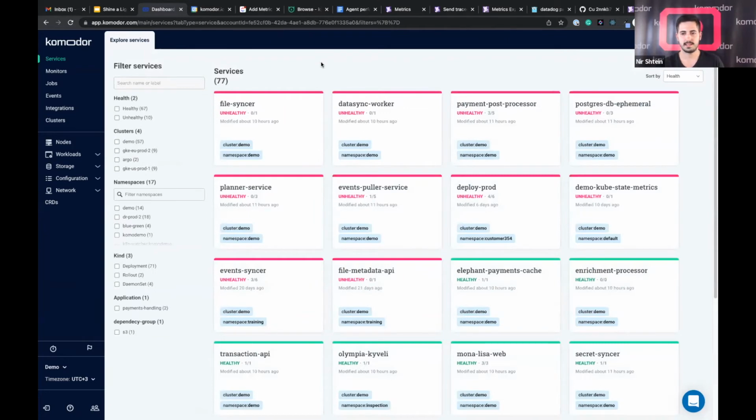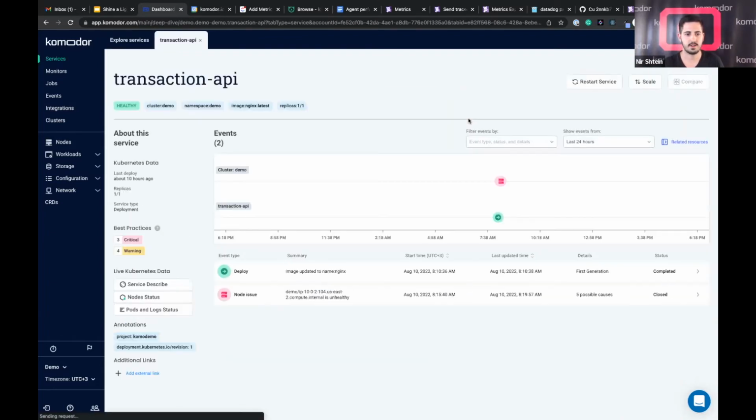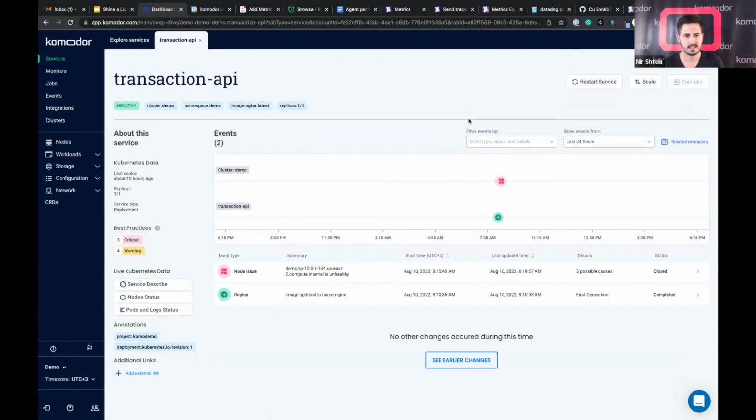So let's take a real-life example. My customer called me yesterday and told me that he had a problem with the transaction API service. So now I can filter to my transaction API service and deep dive into the service. I can see details about the service, some metadata like what the image is, what the namespace is, the number of replica sets, and so forth.